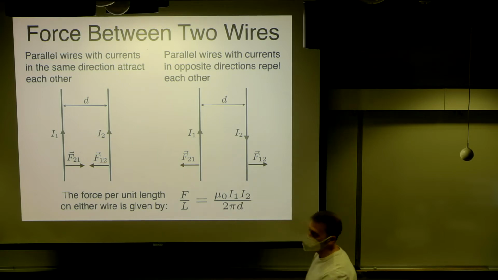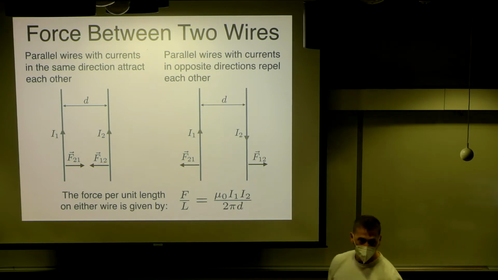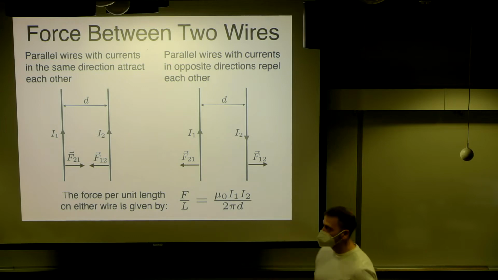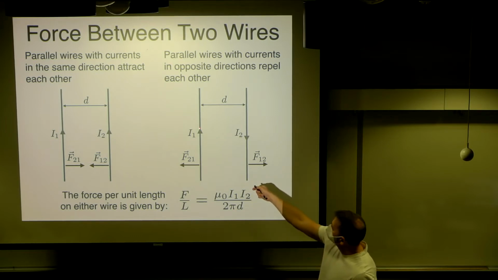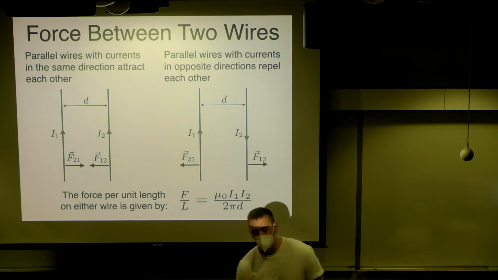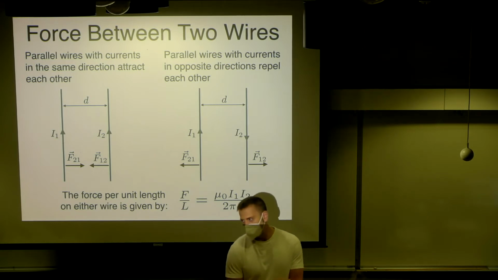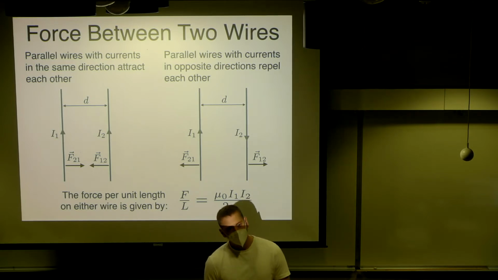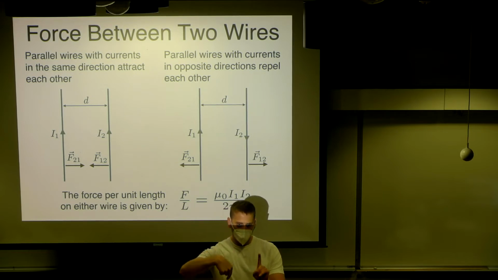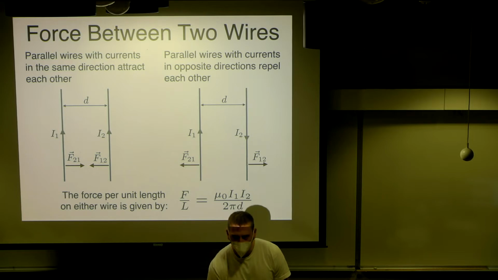We're not going to go through the entire process all over again, but if you switch things around so that now the currents are in opposite directions, what you'll find is now the wires repel each other, okay? So currents going the same way, the wires attract. Currents going opposite directions, they repel, all right?